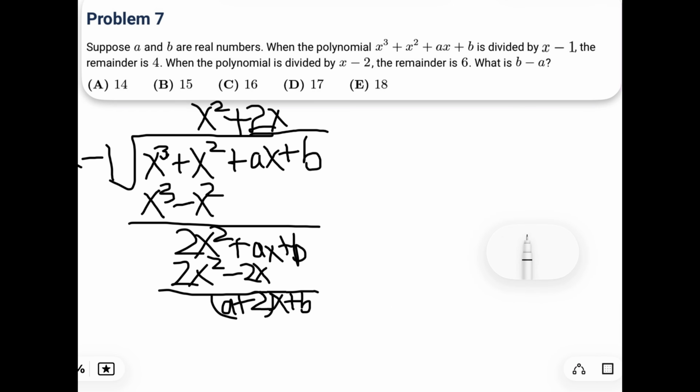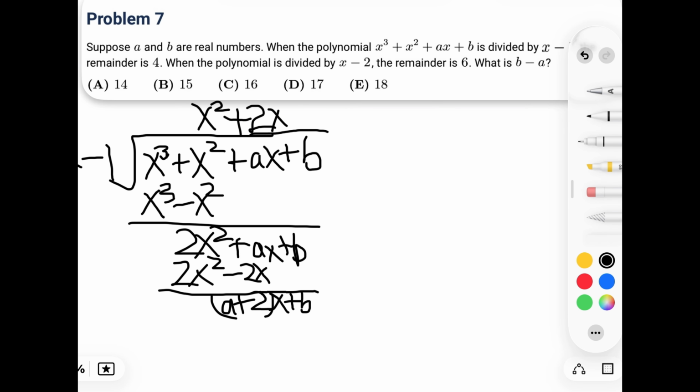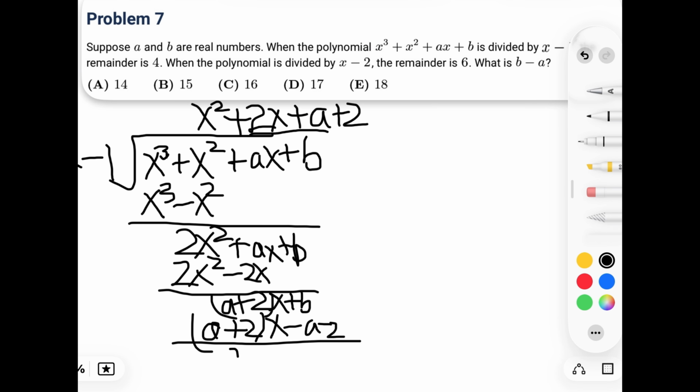And then we will add a plus 2, which will give a plus 2 x minus a minus 2. So we have that a plus b plus 2 is equal to 4, since that is the remainder. Next, we will divide the same polynomial by x minus 2.